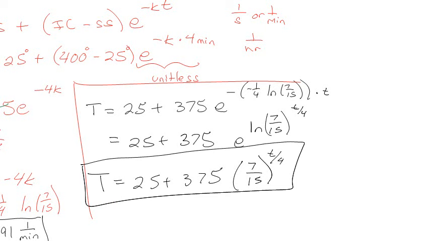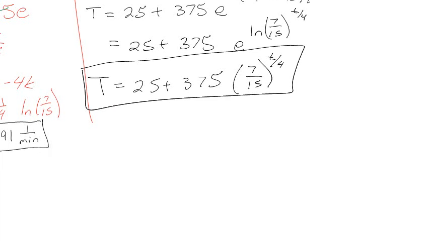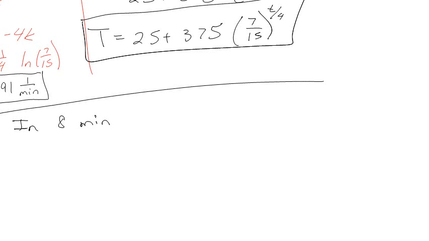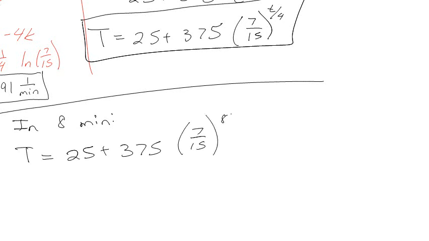in a pot. All right, so the question is what is the temperature going to be in 8 minutes? So I can say in 8 minutes, I've got that the temperature is going to be 25 plus 375 times 7/15 to the 8 over 4, which is kind of nice because that just means squared.